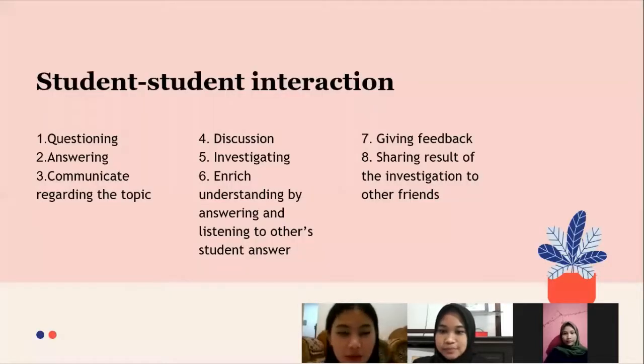Next is student-student interaction. There are 8 parts about student interaction. At first is questioning, second is answering, third, communicate regarding the topic, and fourth, discussion, fifth, investigating about the topic and evidence that they want to build. Sixth is enrich understanding by answering and listening to other students' answers. Then seventh, giving feedback. Then the last one is sharing results of the investigation to other friends.